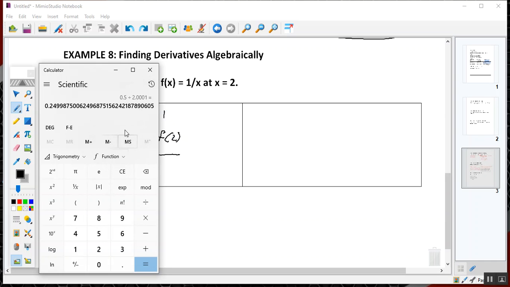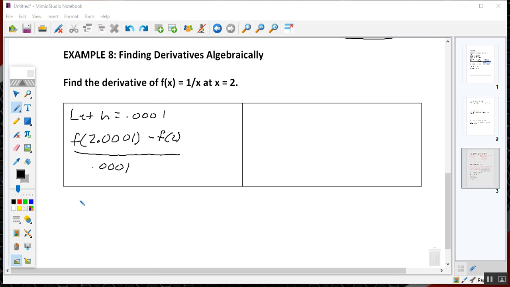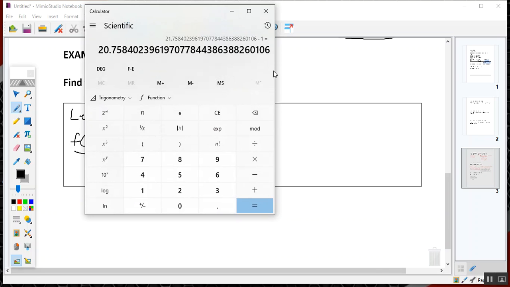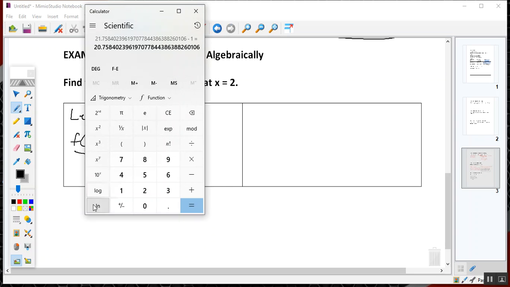Oops, I did something wrong, kids. Let me clear this. I want to do the 1 divided by 2.0001. Is that right first for f of a plus h? Now we're going to subtract 0.5, is that right? Yeah, because that's the f of 2. And now what do I want to divide by? What in the world is going on here? Oh, it's in scientific notation, I see.